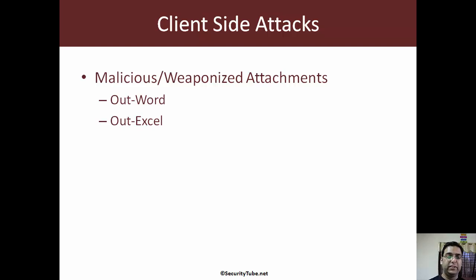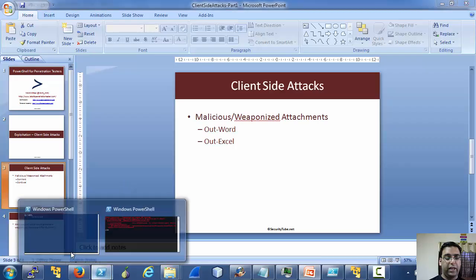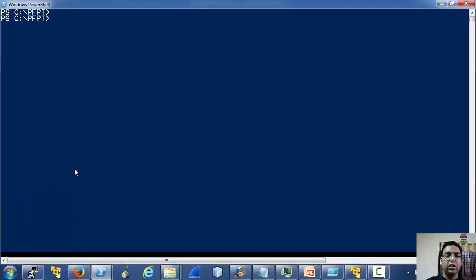In this video, let's have a look at how we generate malicious or weaponized attachments. We will see these two scripts from Nishang, OutWord and OutXL. Both have the exact same syntax and accept the same parameters. So let's see a demonstration of only one of these. And let's go for OutXL. As the name suggests, OutXL generates an Excel file. Let's load it.